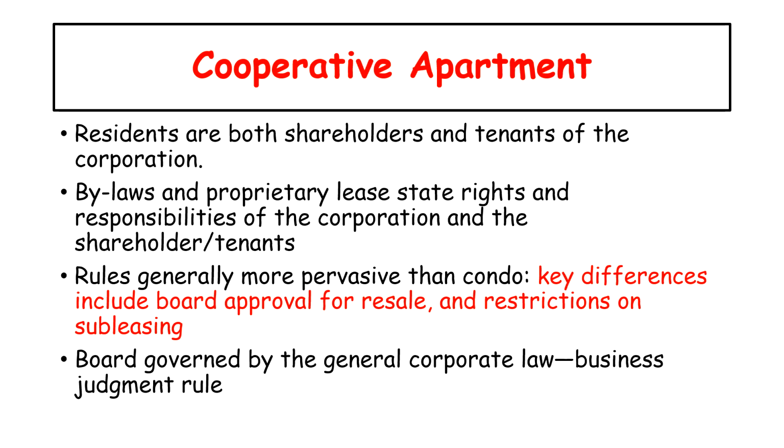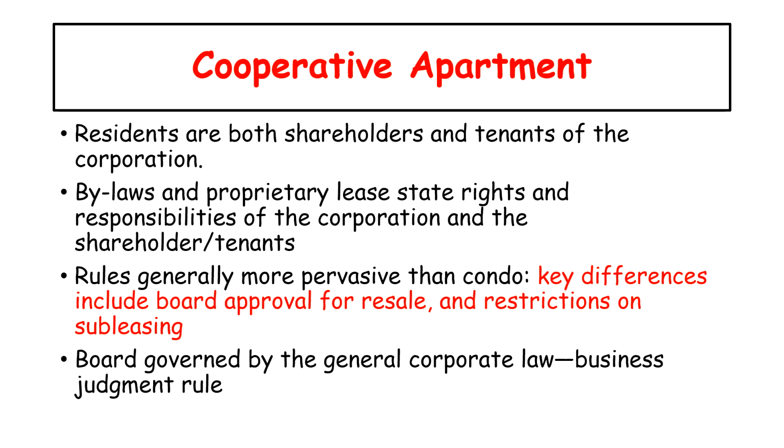So the board, because it is the corporate board of the entity that owns the apartment, has more power than a condo board does. And typically the rules in a cooperative are more restrictive and more pervasive than in a condo. The key difference is that nobody can sell a cooperative apartment to a new purchaser without board approval. And the board can, and frequently does, place restrictions on subleasing of the apartments.